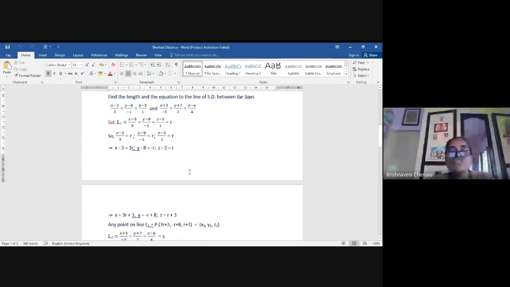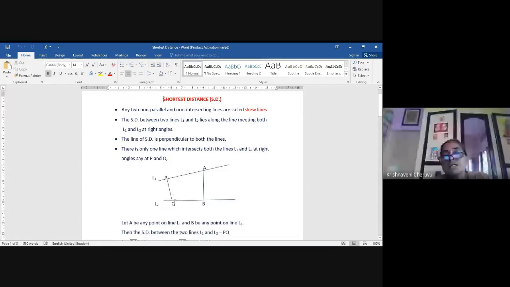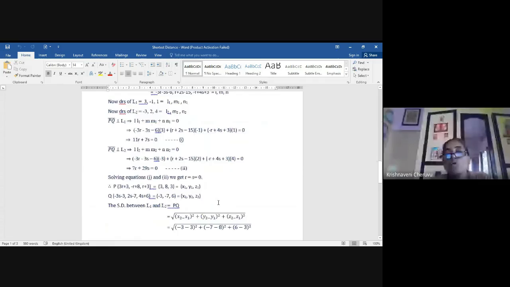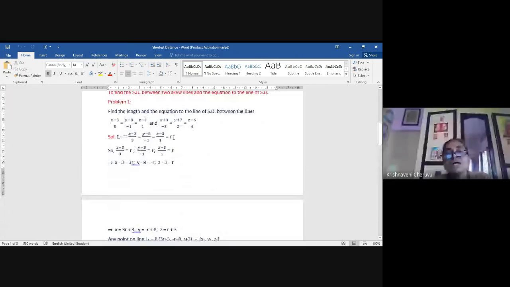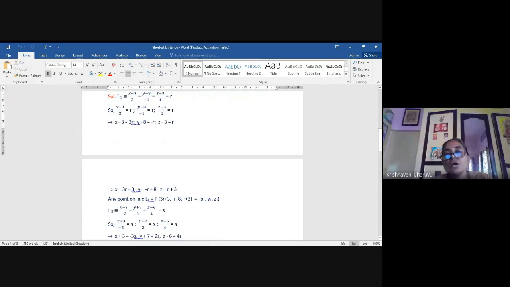To find the shortest distance between two lines, you must get a point on L1. So now we found a point on L1. Next step is like this. You have to find a point Q on the line L2. What did I do for the first line? I took the line and equated to R, and from each identity I got the x value, y value, z value, and that has given the point P.